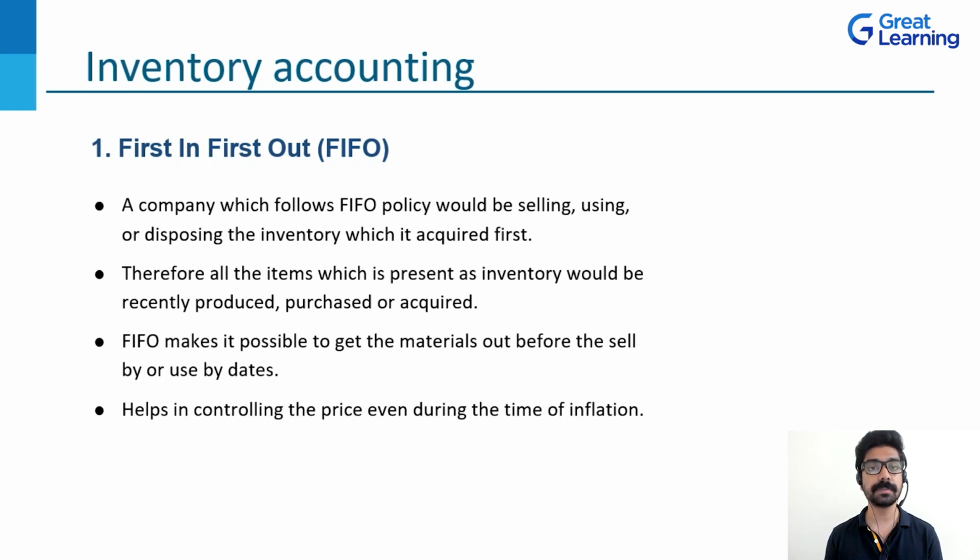Because all the previously produced items are moved out, no particular stock will be held in our inventory for a longer period of time. All the items which were produced or acquired first would be moving out of the inventory first, and only then will the other products be shipped to our customers. That is exactly the reason why all the items we keep in our inventory would be recently produced, purchased, or acquired.